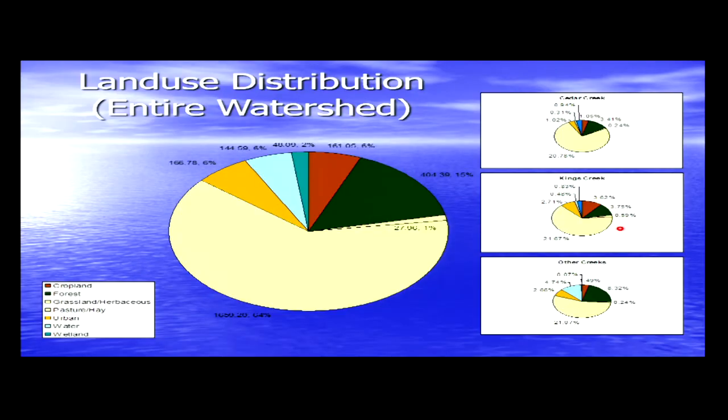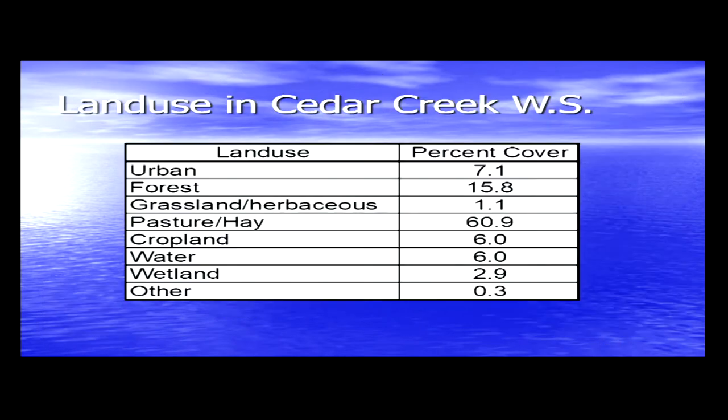And this is the distribution by creek: the Cedar Creek, the King's Creek, and other basins. So this is the distribution by the individual major creek flowing into the lake. Again, urban is about 6 or 7%, cropland is 6%, and pasture and hay is about 60% plus. Any questions so far?